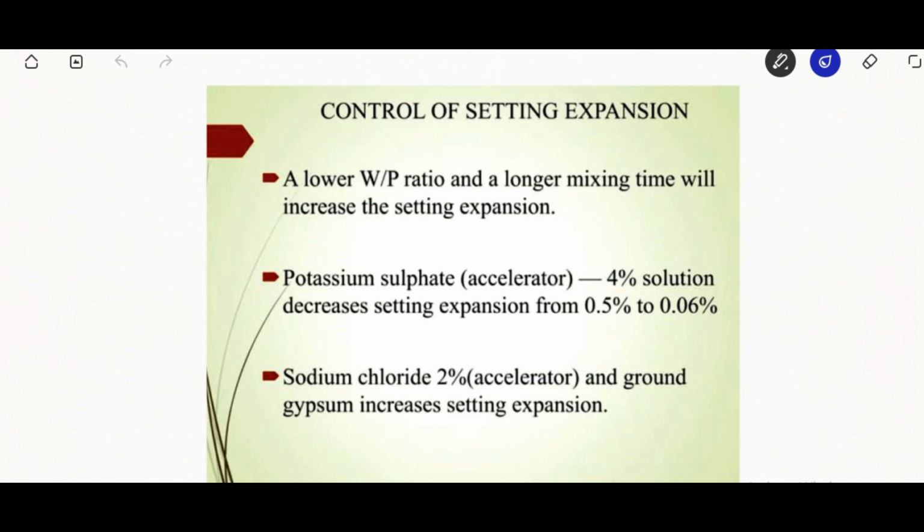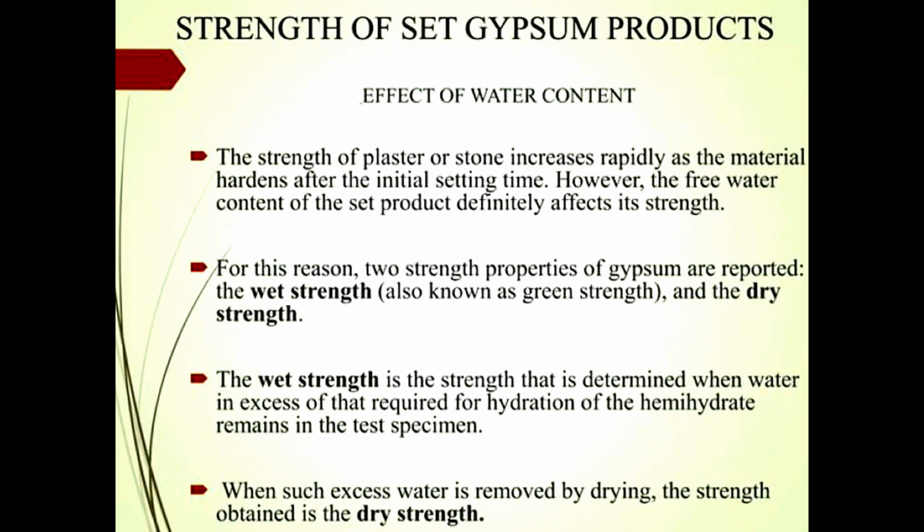Number one, a lower water powder ratio and longer mixing time will increase the setting expansion. Accelerators can decrease the setting expansion, like potassium sulfate, whereas sodium chloride and ground gypsum can increase the setting expansion. Coming to strength: it increases rapidly as the material hardens after the initial setting.